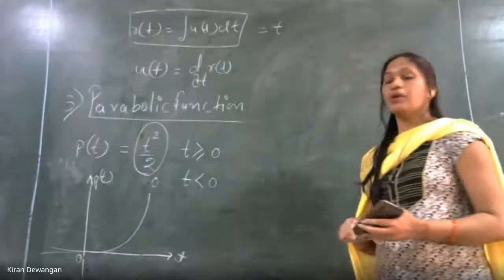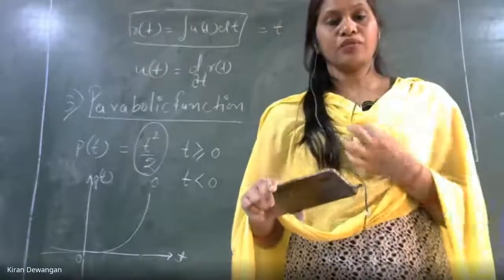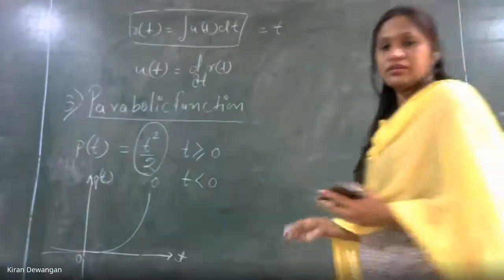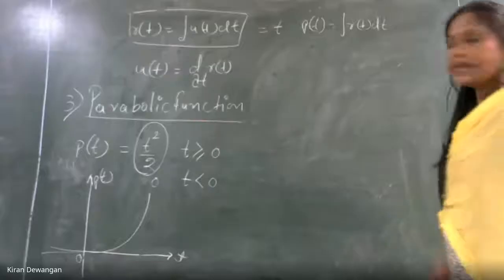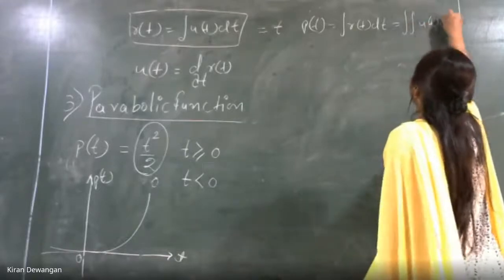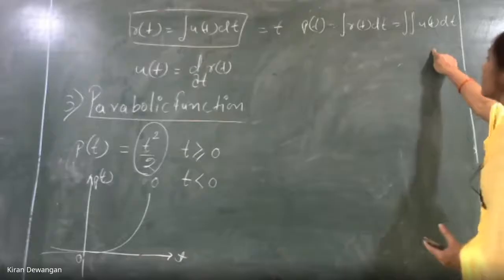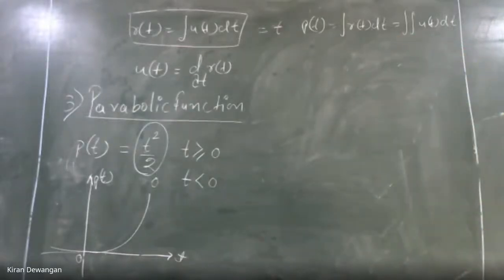Now, what is the relation between the parabolic function, the ramp function, and the unit step? Now you can easily tell. Parabolic function P(t) is what? Integration of R(t) dt, and double integration of u(t) dt. This will be there, right? P(t) is the integration of R(t) dt and it is the double integration of u(t) dt.